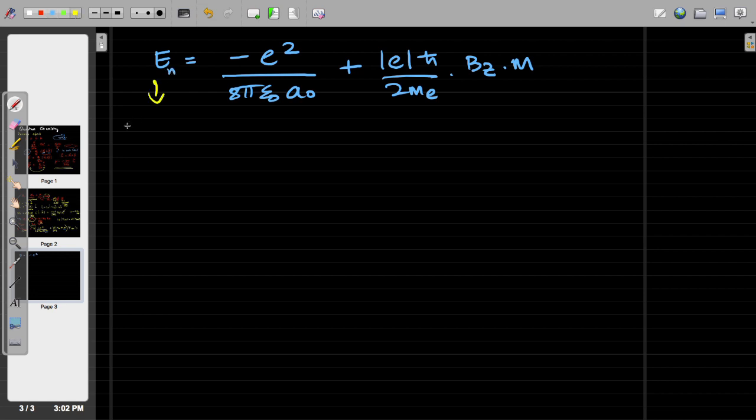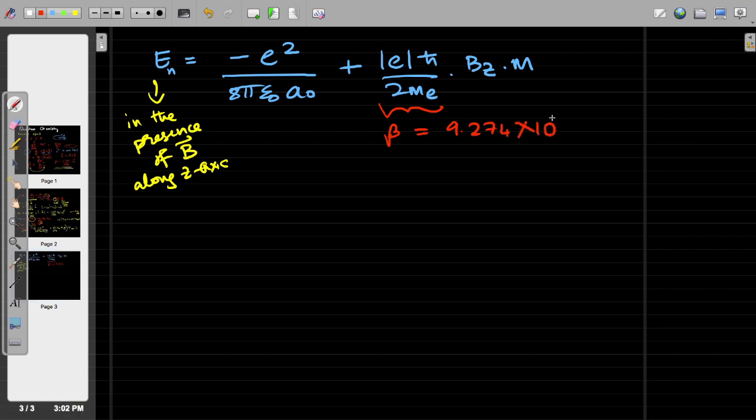Let me be careful. This is in the presence of a B field along z. We choose the z-axis because the representation of the angular momentum is the simplest in that case. So now when we see this, what is one able to understand? This is a constant, and this constant will be defined as beta, and its value is equal to 9.274 times 10 to the power minus 24 joule per Tesla. It's given in joule per Tesla so that however much magnetic field you apply will perturb this.